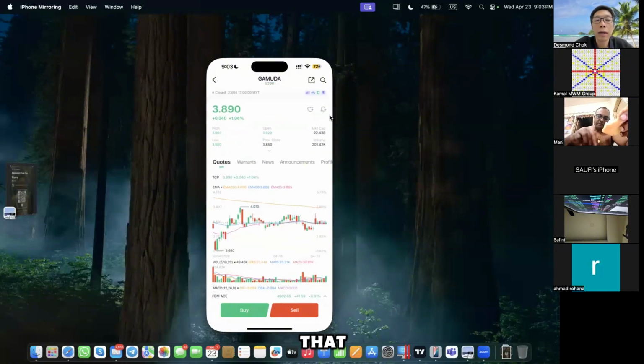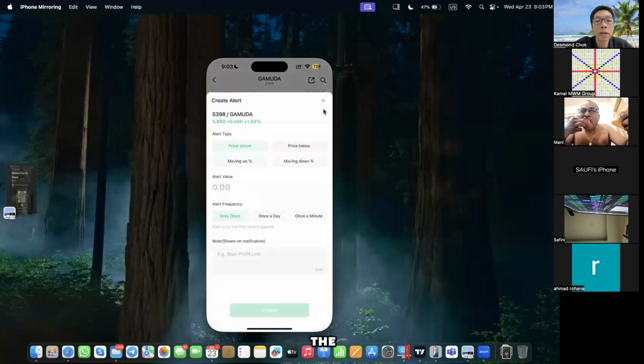Okay, so other than that, you can see here there's a bell. So you can set an alert. Let's say you set the price above, let's say, now it's 389, so maybe you say above 390. Then it can alert you, you can receive a notification. Or maybe price below, let's say 380. Price below 380, then you can set an alert. Then they alert you. Or maybe price moving up by how many percent or moving down by how many percent. Okay.